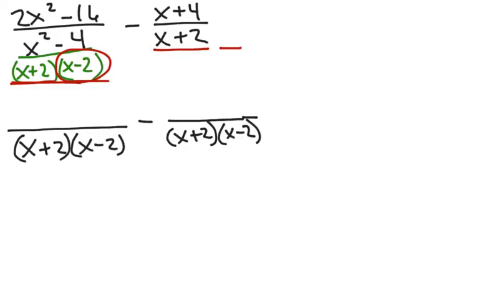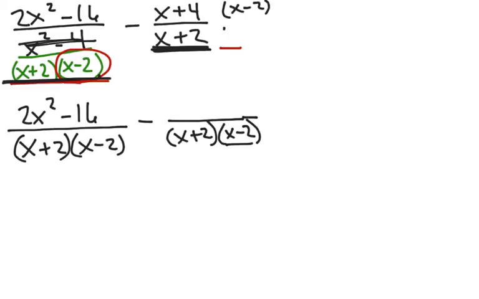So here are my common denominators, and I've brought my subtraction sign down. Now, for this first fraction, I do not have to multiply by anything to get my common denominator. So I am going to bring my numerator down as it is. But on my second fraction, I have my x plus 2, but I do not have my x minus 2. So I need to multiply top and bottom by x minus 2.